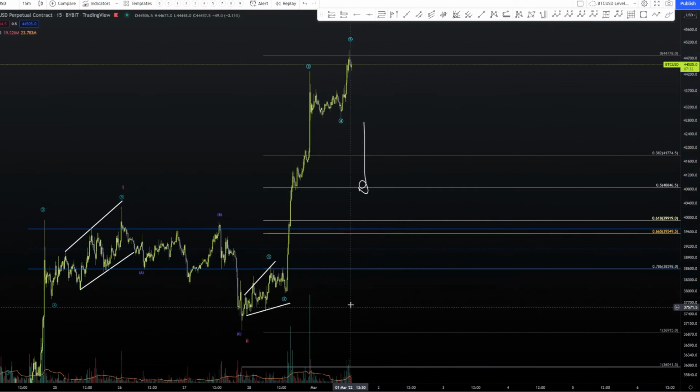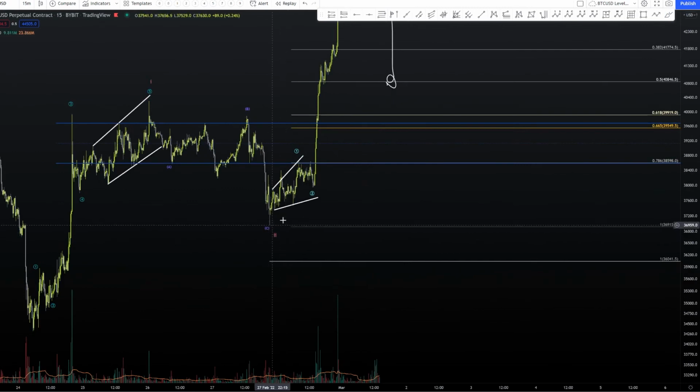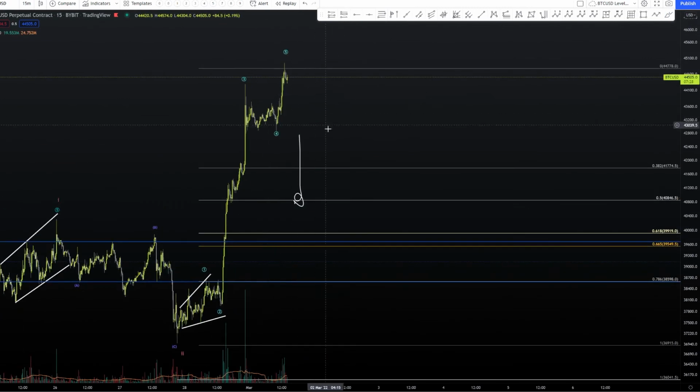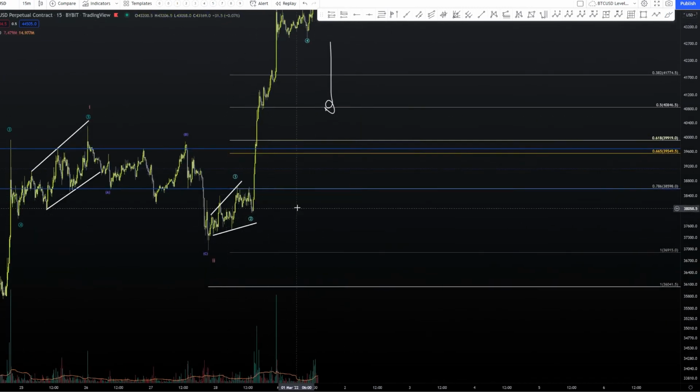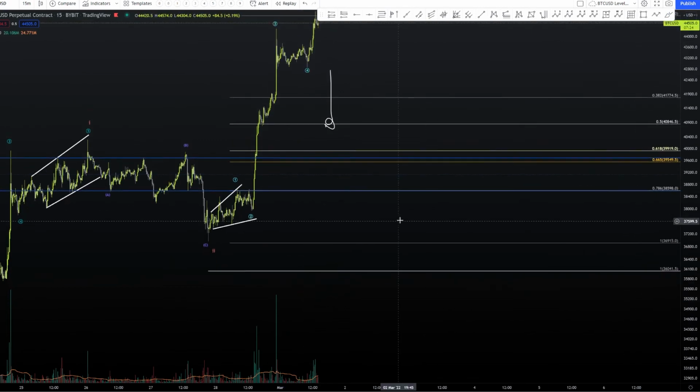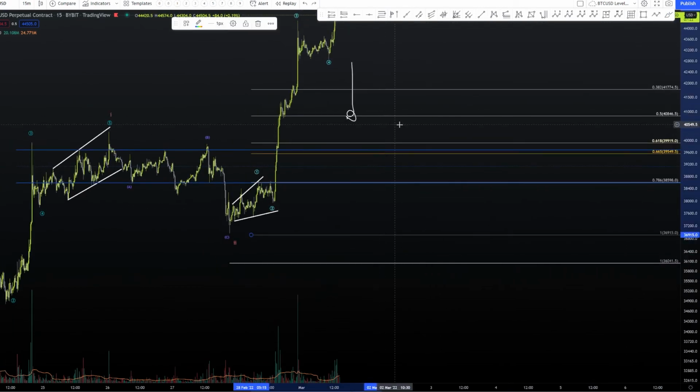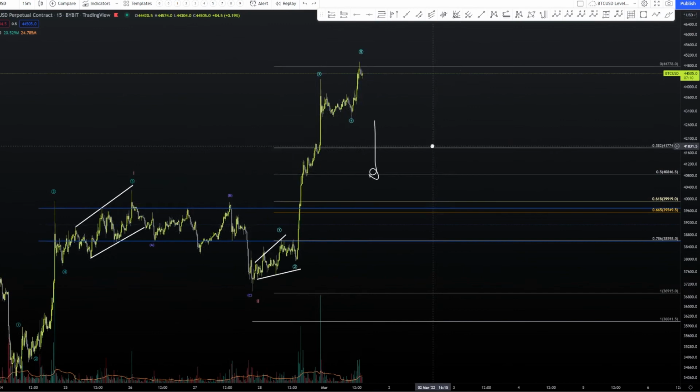Now, of course, as long as we don't take out this low right here, which would be the beginning of this impulse right here, it still is a valid wave 2. So keep that in mind. It doesn't mean if we come to the golden pocket, we can't come lower. Of course we can. We could always come down to the 0.886, which is going to be around here. But I think it's more likely 0.5 or 0.618 golden pocket. So that's basically what I'm looking at on the local time frame.